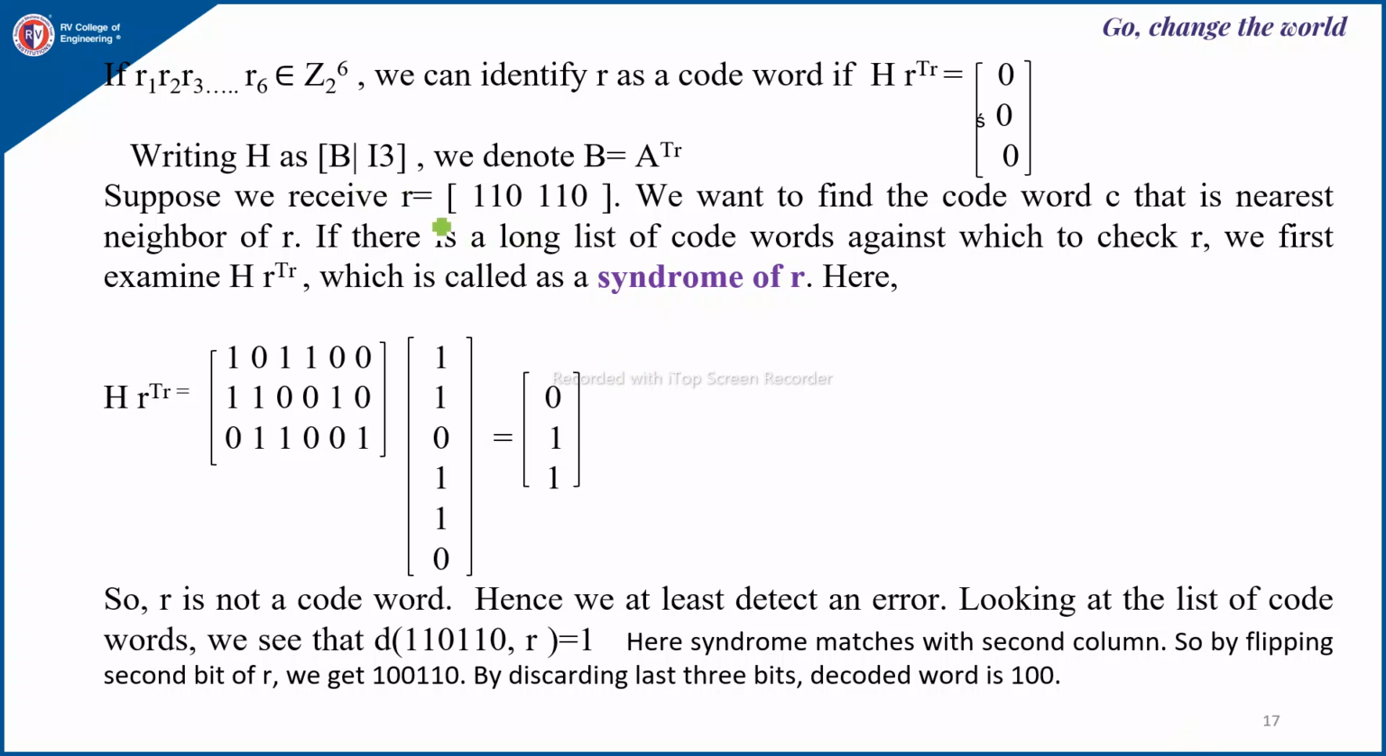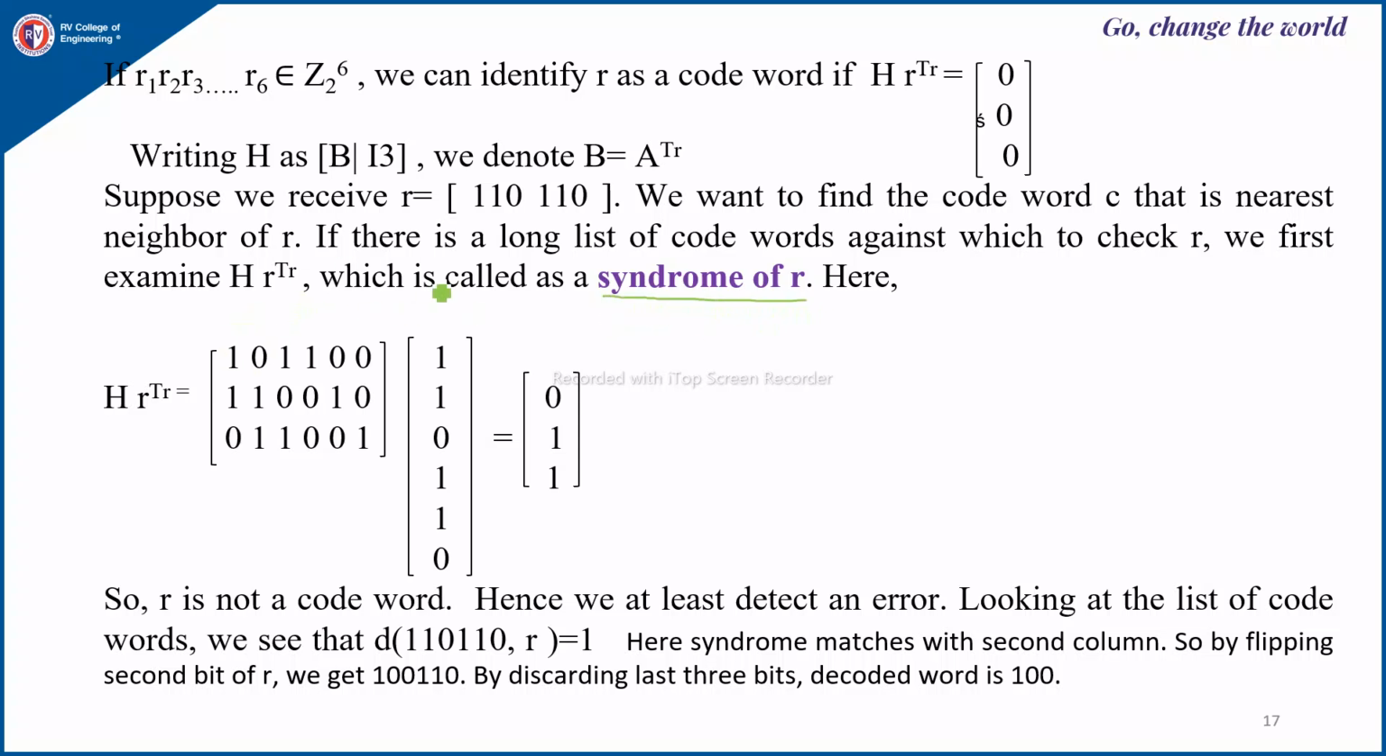So suppose we receive r equal to 110110. Now we want to find the code word c that is the nearest neighbor of r. If there is a long list of code words against which to check r, we first examine r by computing H times r transpose. This H times r transpose is called the syndrome of r.